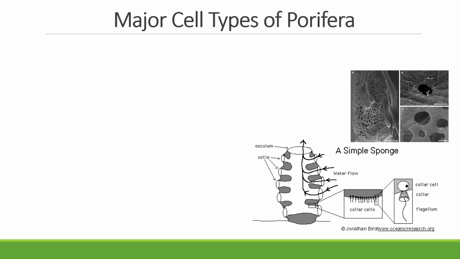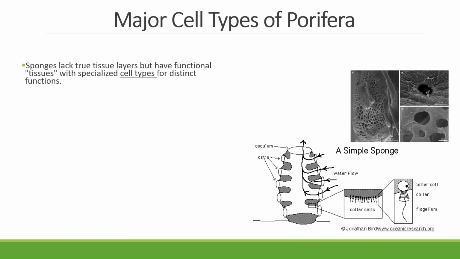Sponges may look like simple tubes, but inside they have a surprising variety of specialized cell types that work together to keep the animal alive. Even though these cells are not organized into true tissues, the way we see in more complex animals, each type of cell has a very specific job.